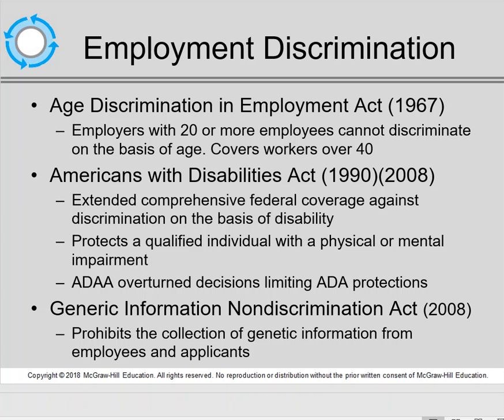The Americans with Disabilities Act, which was passed originally in 1990 and amended in 2008, provides coverage against discrimination on the basis of a physical or mental disability. And what it does is protects qualified individuals. And when you hire someone here, you must provide what's known as quote-unquote reasonable accommodations that do not provide an undue hardship to the employer.